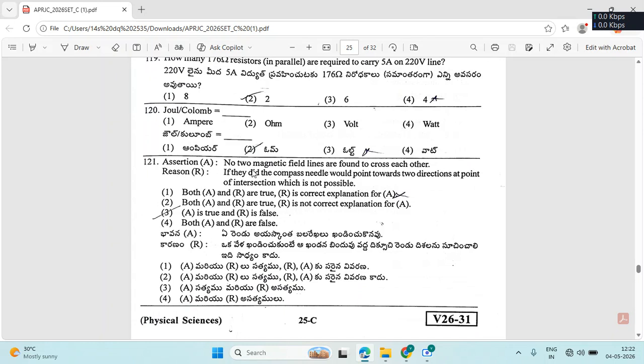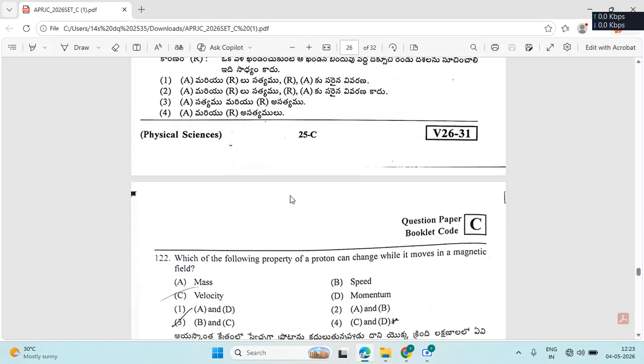Assertion A: No two magnetic field lines are found to cross each other. Reason R: If they did, the compass needle would point towards two directions at the point of intersection, which is not possible. Options: both A and R are true and R is the correct explanation for A; both A and R are true and R is not the correct explanation for A; A is true and R is false; both A and R are false. The correct option is 1 and the answer is both A and R are true, and R is the correct explanation for A.